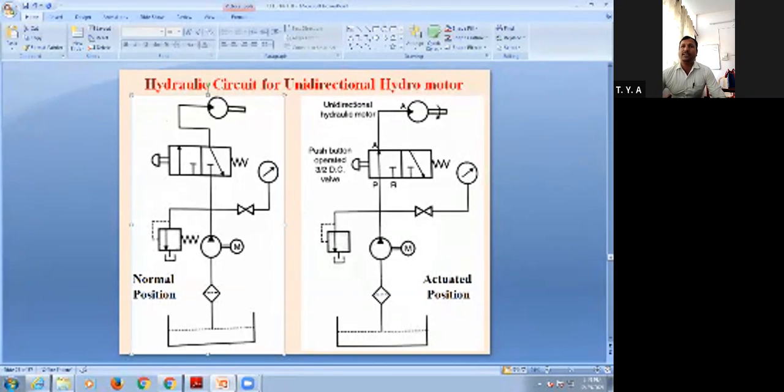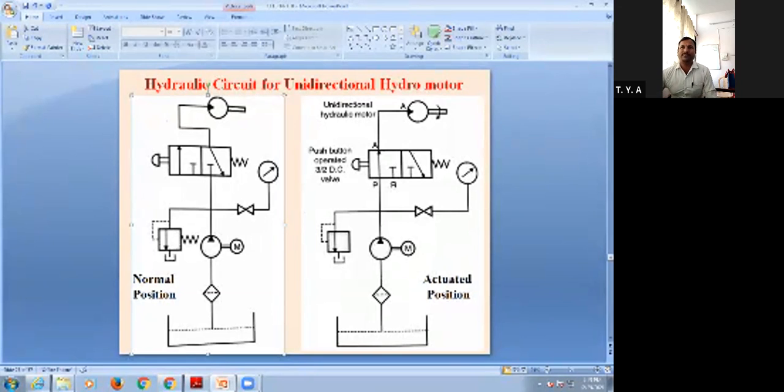You can see here, this is a hydraulic circuit for a unidirectional hydraulic motor. Here we have the reservoir, this is a filter or strainer, this is our pump and motor. A pressure relief valve is there. This is a 3/2 direction control valve, push button operated and spring return. And here, instead of a hydraulic cylinder, a unidirectional motor is used, to get just one-directional rotational motion.